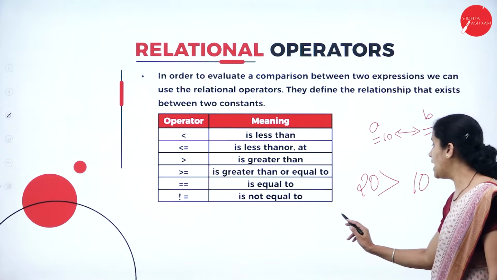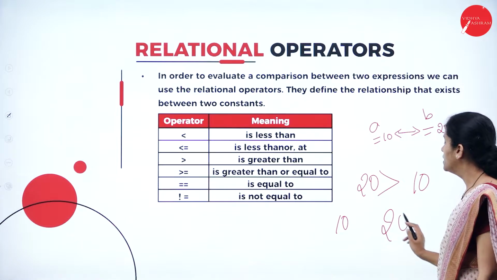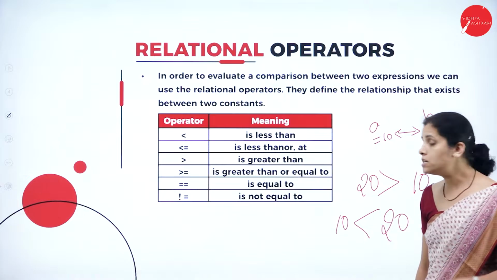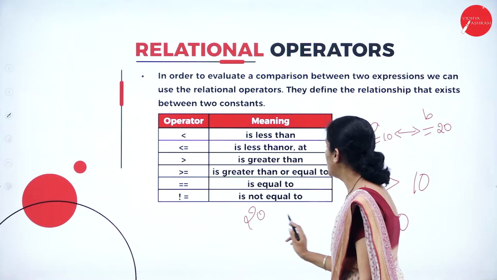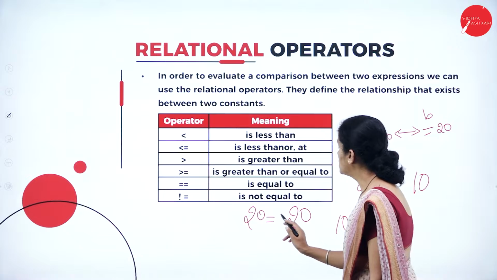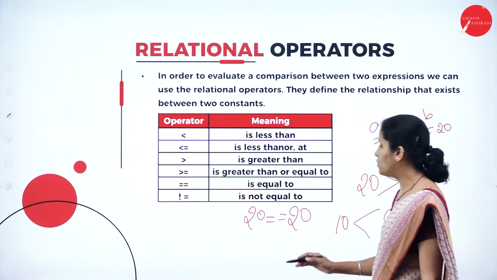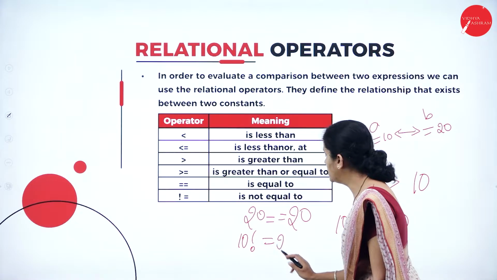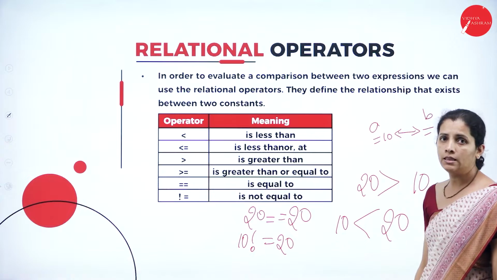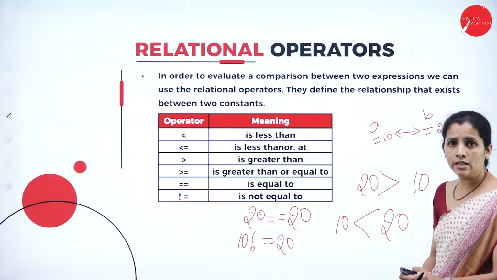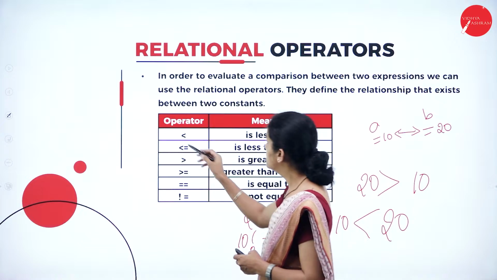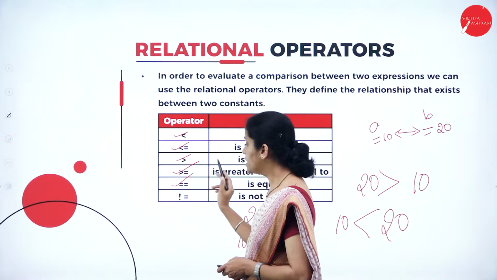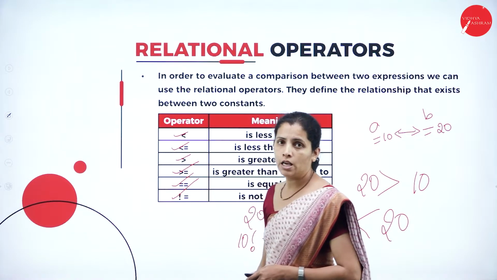Another situation, I have 10 and I have 20. Now 10 is less than 20. Now think another scenario, I have 20 and I have 20. So here both are equal. Now if I want to check 10 not equal to 20, this is another scenario. Now if I consider relational operators, then I can have here less than or equal to, greater than or equal to and not equal to.